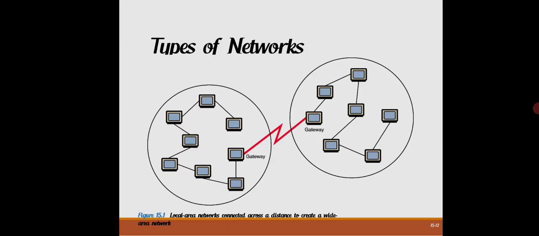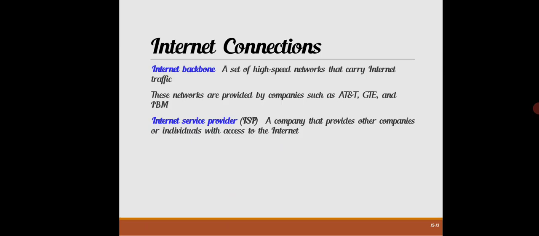Types of networks. Internet connections. Internet backbone. Internet service provider. Internet backbone: a set of high-speed networks that carry internet traffic. These networks are provided by companies such as AT&T, GTE and IBM. Internet service provider: a company that provides other companies or individuals with access to the internet.